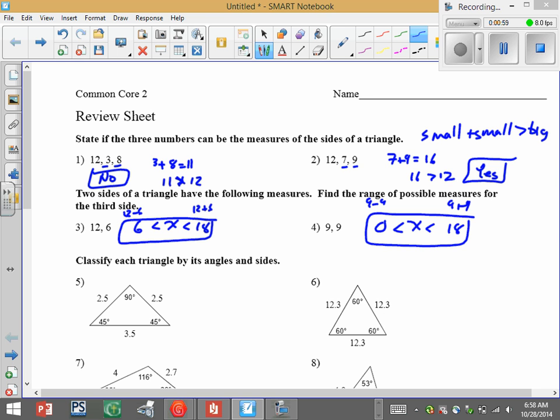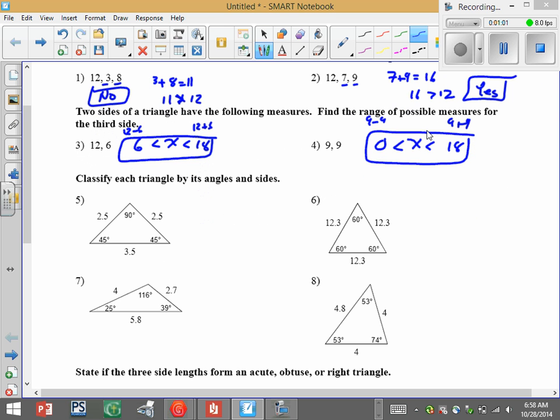Classify a triangle by its sides and its angles. So right away, I can see it has two equal sides. So it's definitely isosceles. And you can see a right angle right there, so it's isosceles, and it's right. All right, this one, all three sides and all three angles are equal, so this is an equilateral triangle.